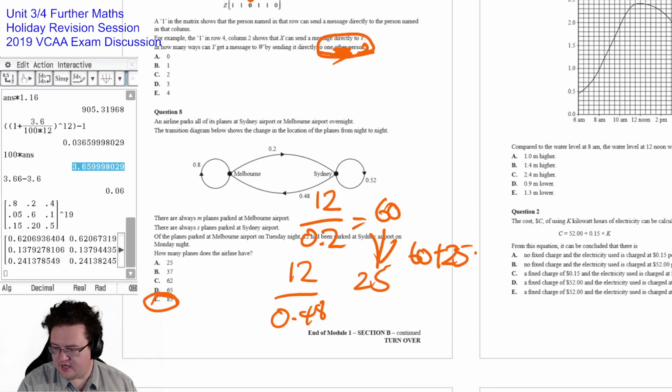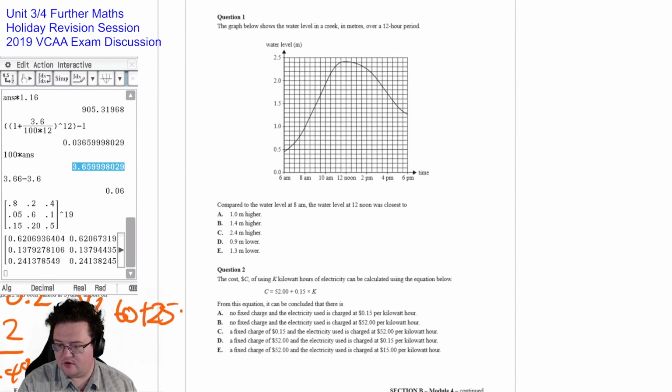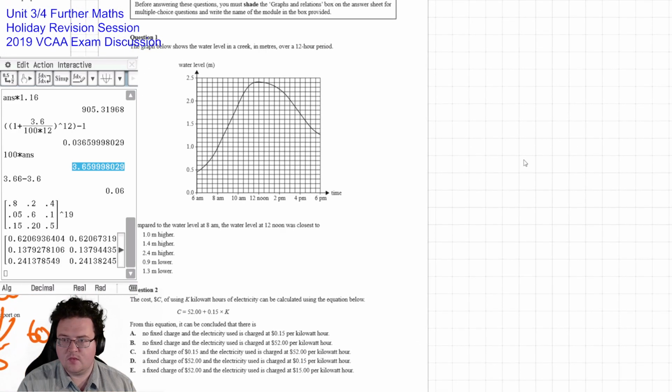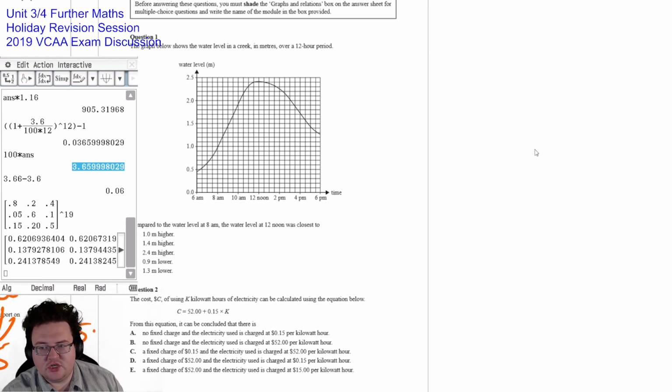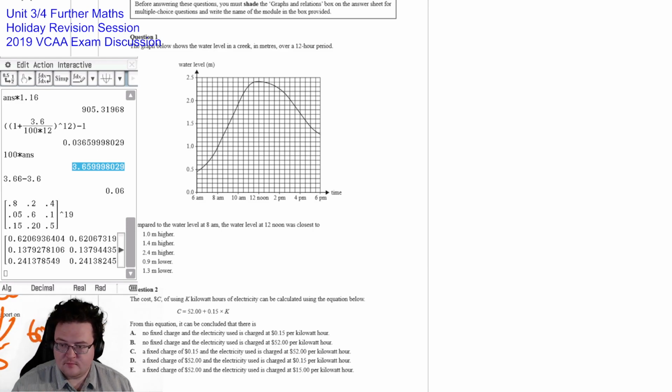All right. We are nearly finished. We've got 3 more pages to go. The graph below shows the water level in a creek over a 12-hour period. Compared to the water level at 8 a.m., the water level at noon was closest to how much higher? At 8 a.m., the water was here. At noon, it was here. How much difference is that?